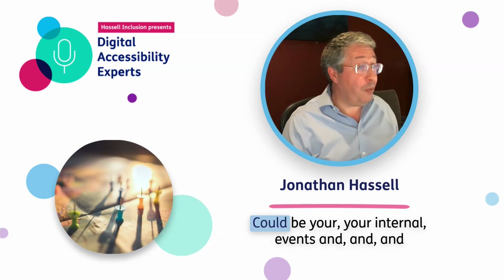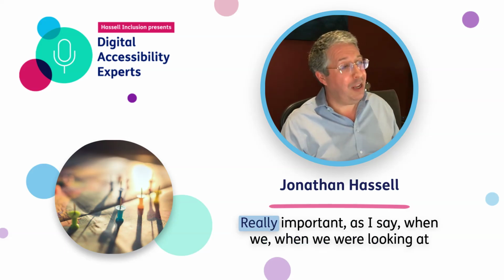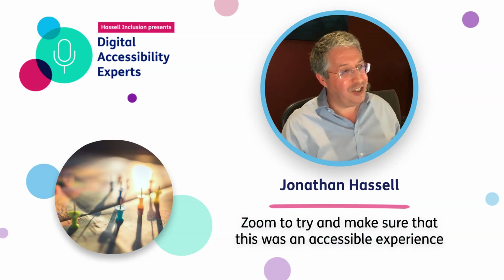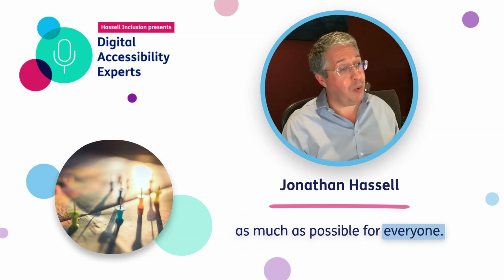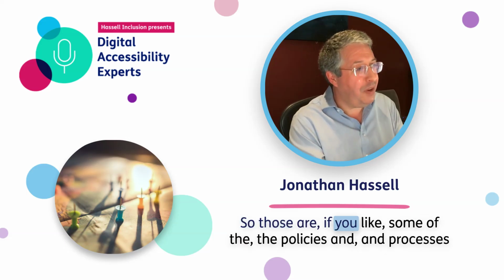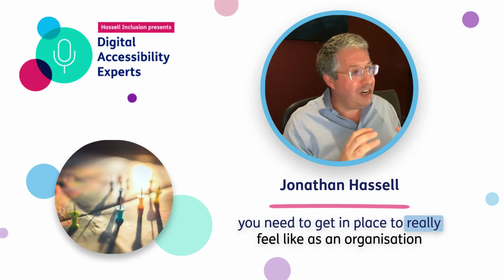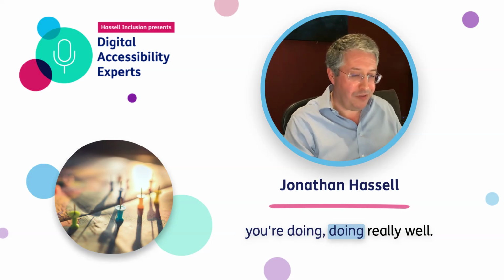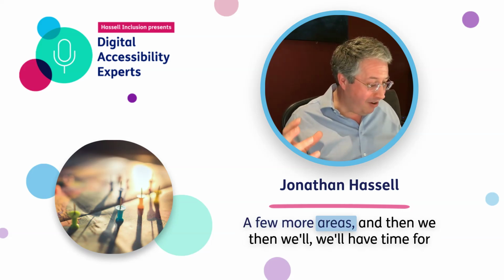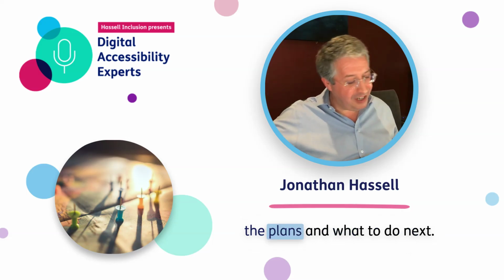Could be your internal events and external meetings. Really important, as I say, when we were looking at Zoom, to try and make sure that this was an accessible experience as much as possible for everyone. But a lot of organizations, if you like, kind of miss that. So how are you doing on that? So those are, if you like, some of the policies and processes you need to get in place to really feel like as an organization you're doing really well. A few more areas, and then we'll have time for the plans and what to do next.